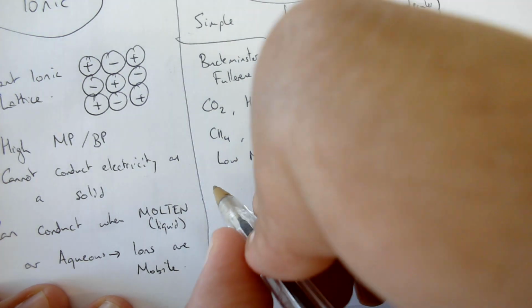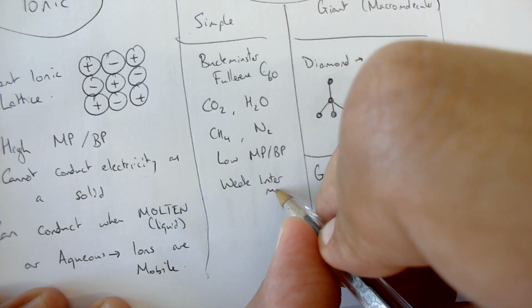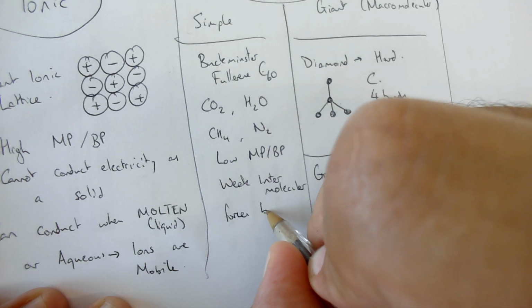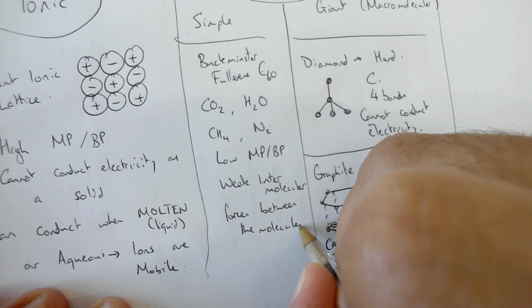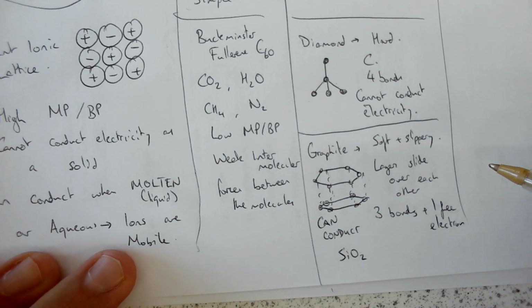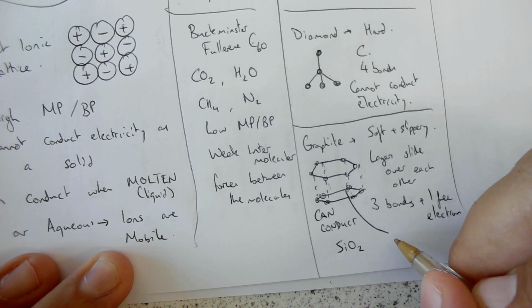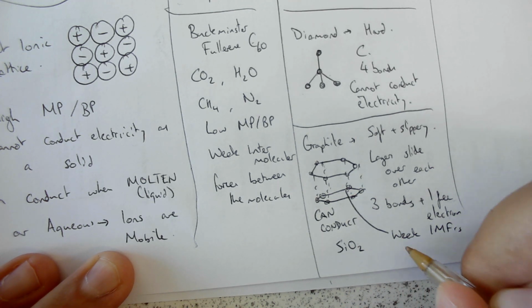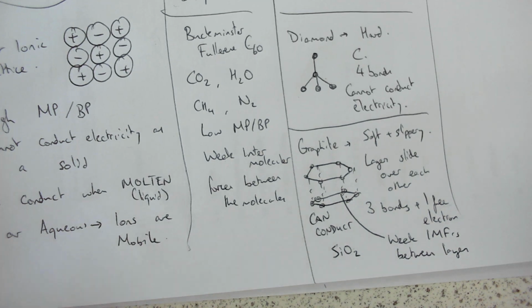Why? Because they've got weak intermolecular forces between the molecules, and this is where you've got to be careful. Graphite, between the layers, weak IMFs between layers, but the covalent bonds are super strong.